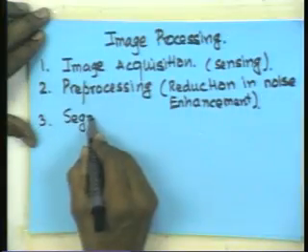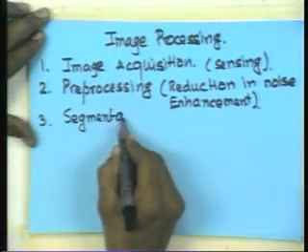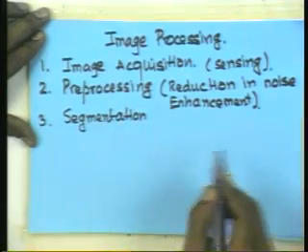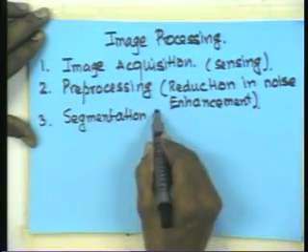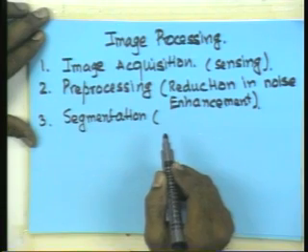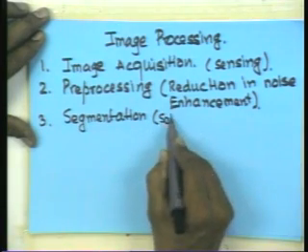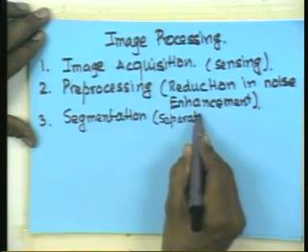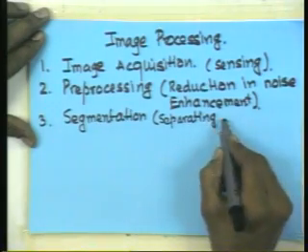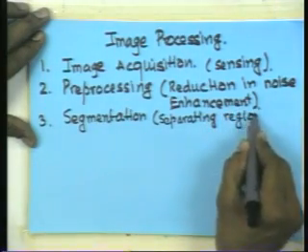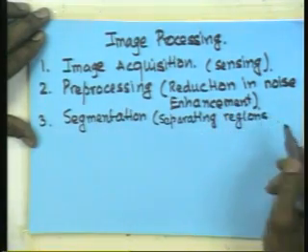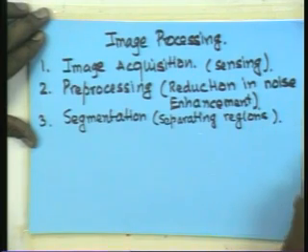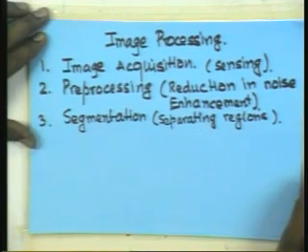Once we have a proper image which we have done by pre-processing, then we come to what is called segmentation. Segmentation basically refers to separating different regions of the image which hopefully are connected with the different objects which are present in the scene.